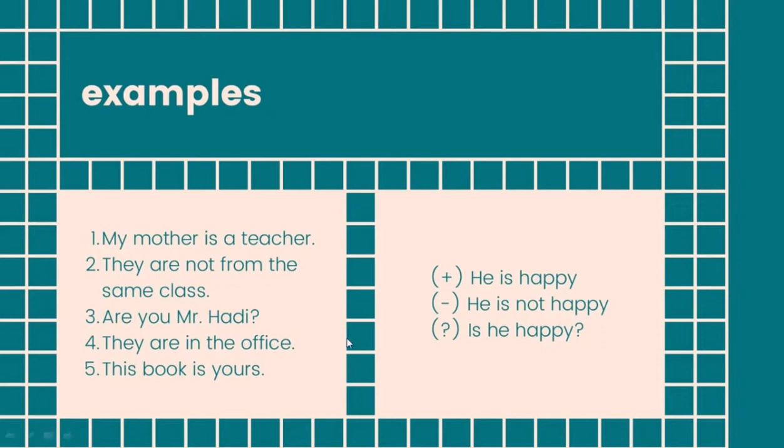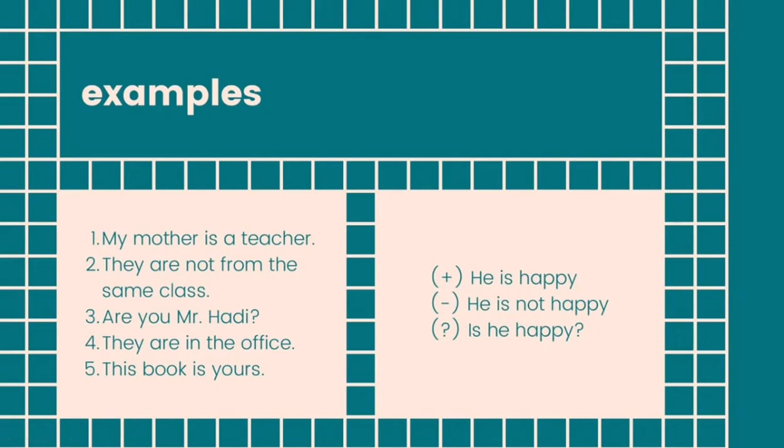Yeah, there are to be: is, are. Are you Mr. Hadi? They are in the office. This book is yours. This is for the example of the positive, negative, and interrogative sentence. He is happy. He is not happy. Is he happy? So it always uses to be for nominal simple present tense.